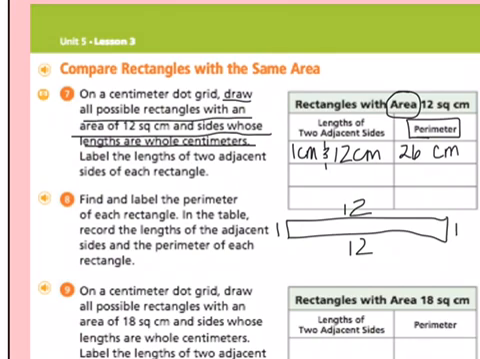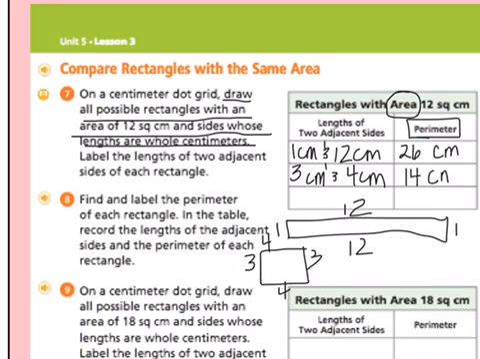So what would be another possible shape to equal an area of 12 square centimeters? Well, I know that 3 times 4 will give me 12. So we could have 3 centimeters and 4 centimeters. And if we added up all the sides, 4 plus 4 is 8. 3 plus 3 is 6. 8 plus 6 is 14 centimeters.